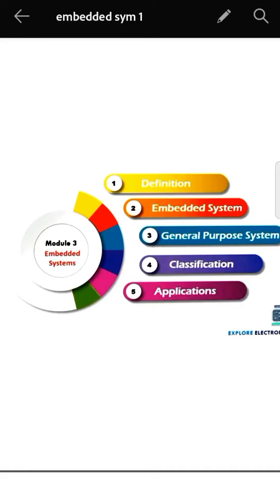In this session, we have to study the third module of Basic Electronics and Communication, that is Embedded System. In this embedded system, we have to study one by one. First one is the definition of the embedded system and the difference between the general purpose system and the embedded system, and classification of embedded system and a few applications of embedded system. Okay, now we have to study one by one.